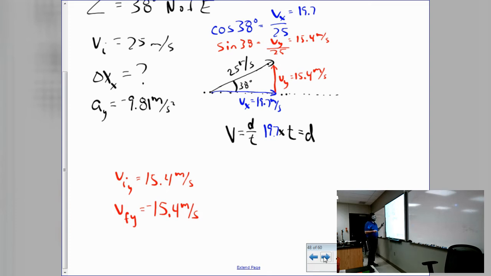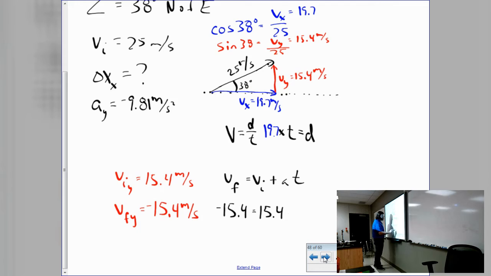We know the acceleration in the y direction is negative 9.81, so we can plug it into our equation. Velocity final equals velocity initial plus acceleration times time. We're going to solve for time here. So our final velocity, negative 15.4. Our initial velocity is 15.4. Acceleration is negative 9.81, and we're looking for t.